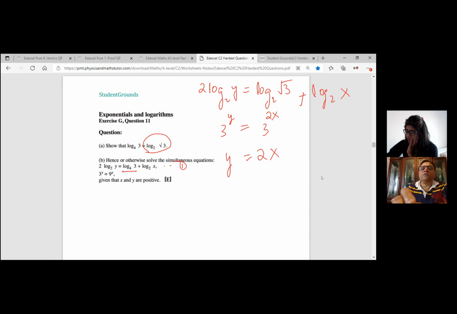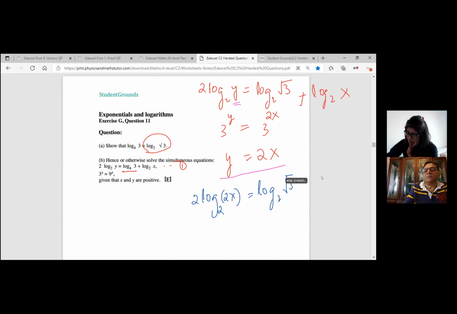Now we can substitute this value of y with 2x. So we'll solve further. We get 2 log to the base 2 of 2x equals log to the base 2 of square root 3 plus log to the base 2 of x. Is that clear to you? So now you have same base, one variable. So that is the major part, right?